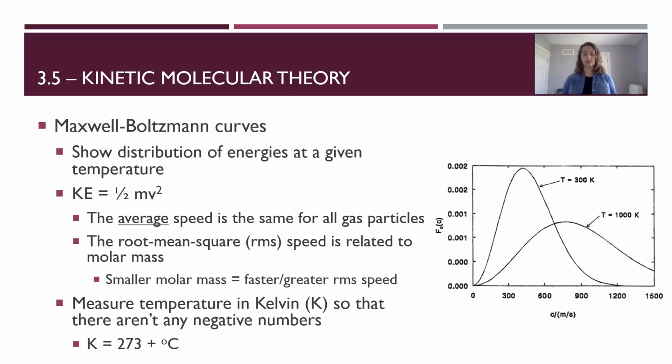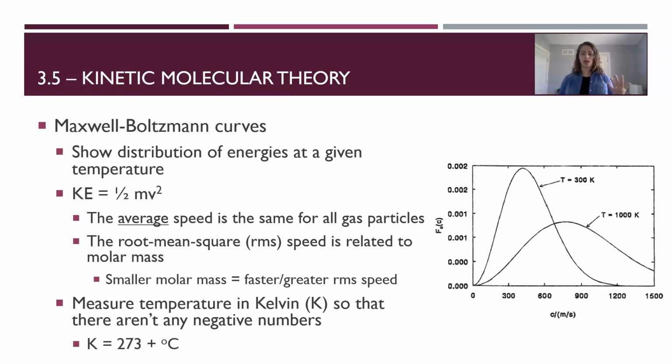And remember, we're measuring temperature in Kelvin, so there aren't any negative numbers. To get from Kelvin to Celsius, or Celsius to Kelvin, we add 273 to our Celsius value. So Kelvin is our absolute temperature scale, which means that there are no negative numbers. Absolute zero is no motion.